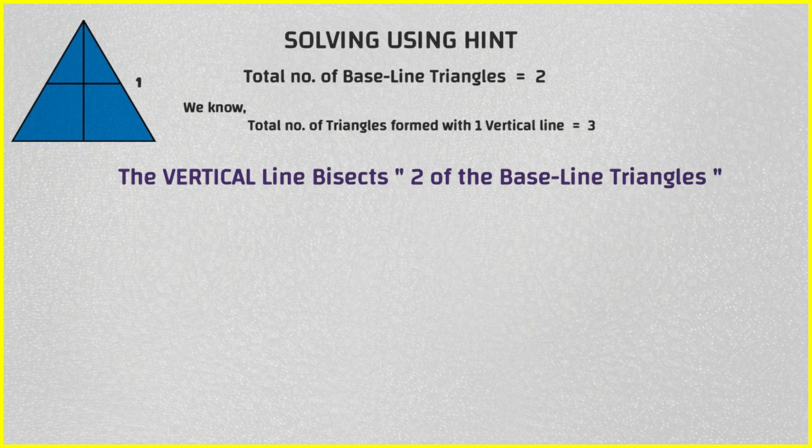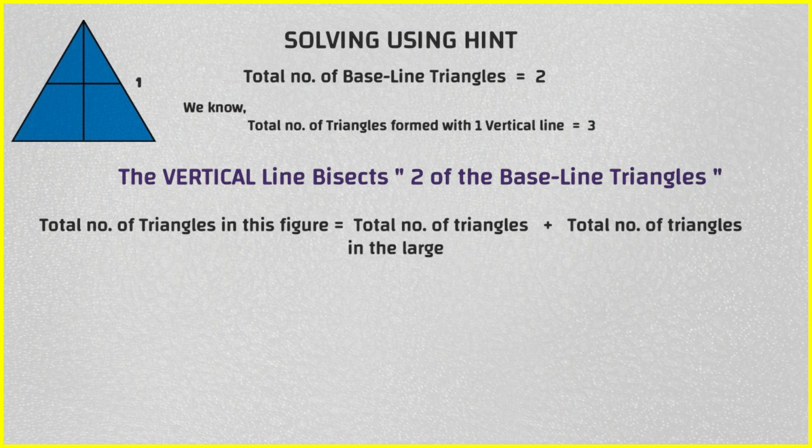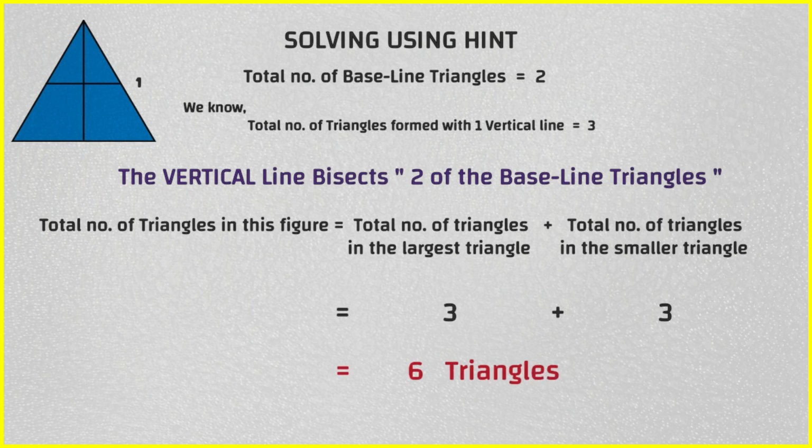That's why when we merge both the concepts, we get the total number of triangles in this figure as the total number of triangles in the largest triangle plus the total number of triangles in the smaller triangle, which is equal to 3 plus 3, which gives us 6 triangles. And thus, this is how we can solve without using the formula and just utilizing our previous two concepts.